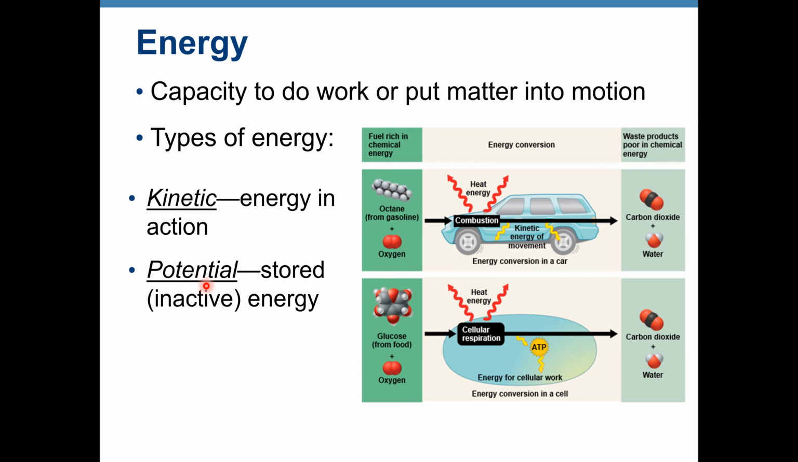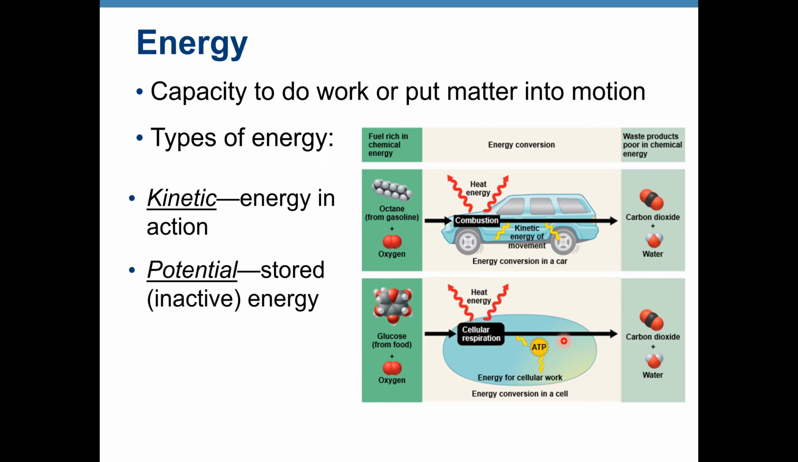So inside those chemical bonds, molecules have potential energy. So in the presence of oxygen, those chemical bonds can be broken through a reaction. It's called combustion reaction. And then energy from chemical energy, potential, can be transformed into kinetic energy of movement. And of course, there will be some waste product that is poor in chemical energy. And a waste product in this example is carbon dioxide and water.